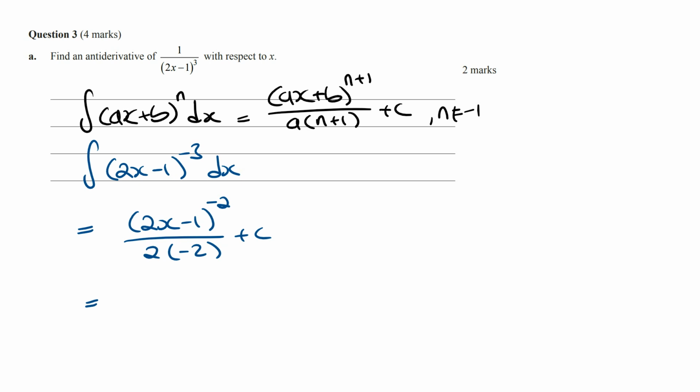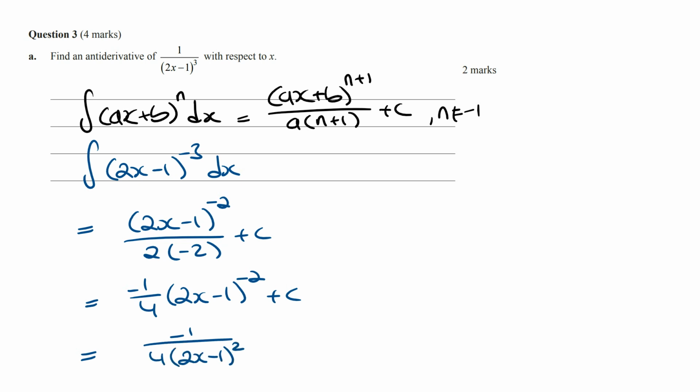This is the same as minus 1 on 4 times (2x minus 1) raised to the power of minus 2 plus c, which is equivalent to writing it as minus 1 over 4 times (2x minus 1) squared. And because we were asked for an antiderivative, we don't need to include the plus c, but you can if you wanted to.